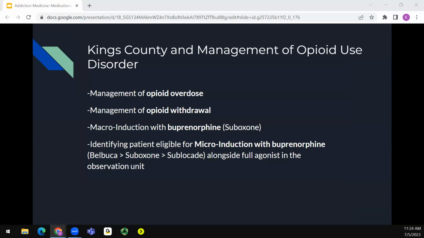Moving on to Kings County specifically and how we can manage opioid use disorder. So there's kind of 4 different things that we can do. Manage someone in overdose, manage someone with withdrawal. We have a macro induction pathway with buprenorphine or Suboxone, and then identifying patients eligible for the micro induction with buprenorphine through the Belbuca to Suboxone and potentially Sublocade pathway alongside full agonists in the observation unit.